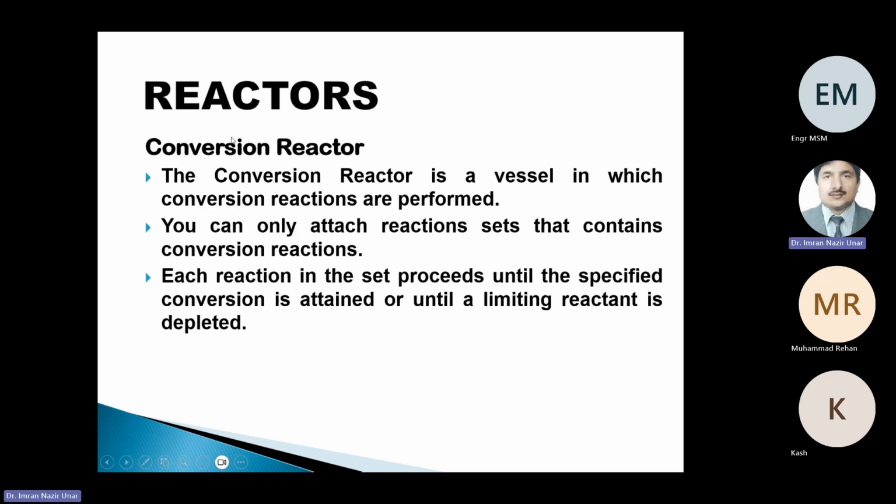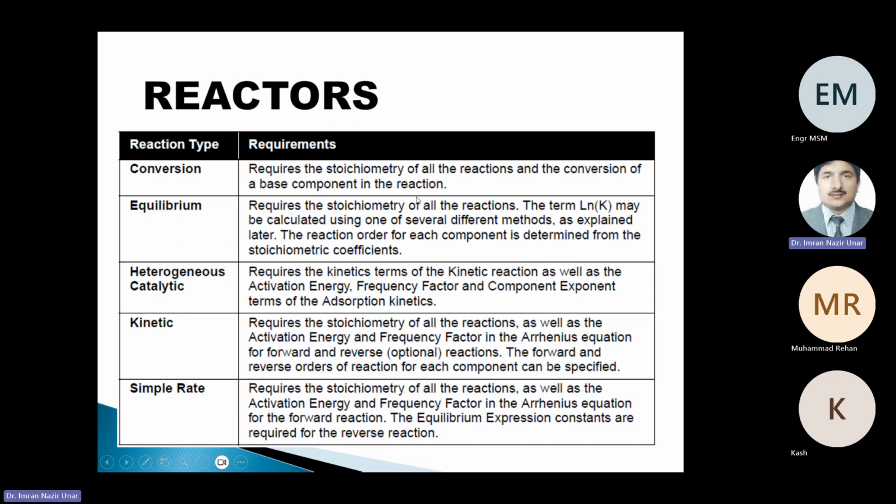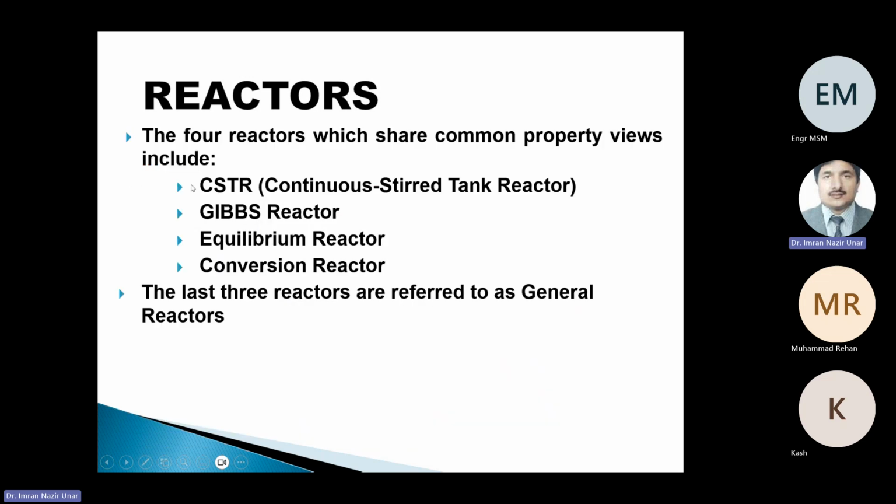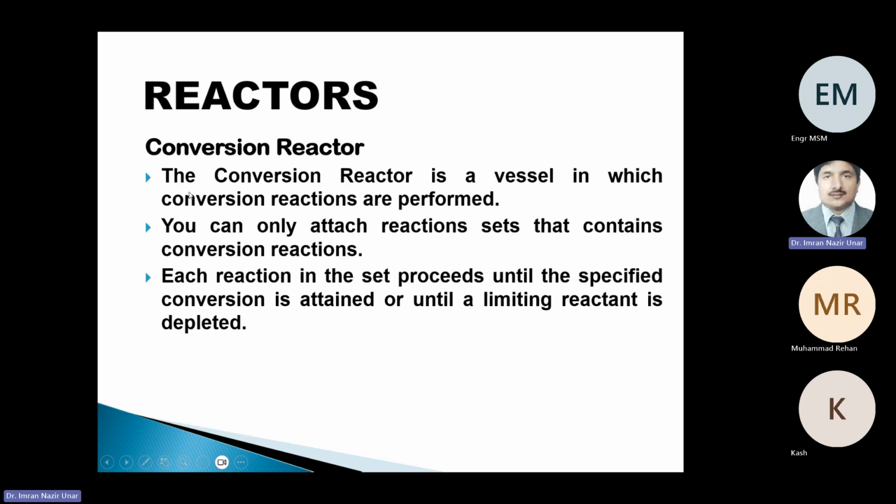Now, what is a reactor? Conversion reactor. Now, this is also a reactor. Conversion reaction and conversion reactor are two separate things. Conversion reaction is this one, which is defined by this. This is a reaction type. Now, what is a conversion reactor? It says the conversion reactor is a vessel in which conversion reactions are performed. So this is a vessel basically in which you can attach only conversion reactions. You can only attach a reaction set that contains conversion reactions. Each reaction in the set proceeds until the specified conversion is attained or until a limiting reactant is exhausted.